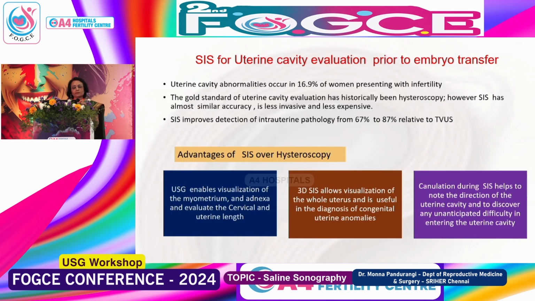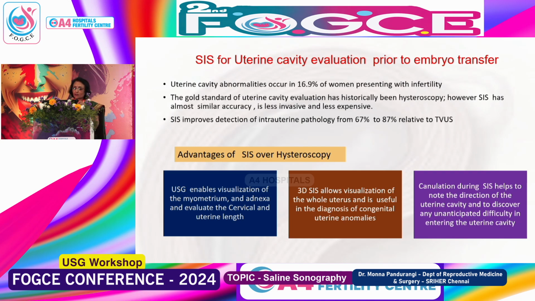Now second, when evaluating the uterine cavity before embryo transfer, SIS is a good option. Uterine cavity abnormality may be seen in 16% of patients. It's a gold standard to evaluate. Why SIS over hysteroscopy? USG enables visualization of the myometrium also, the adnexa, and evaluates the cervix and the uterine length, which is not possible by hysteroscopy.